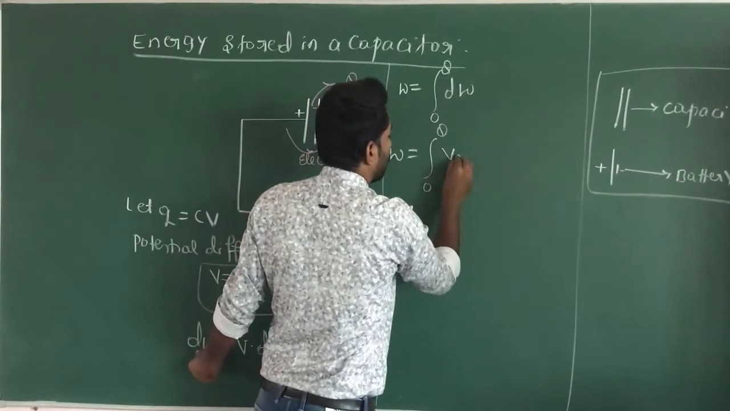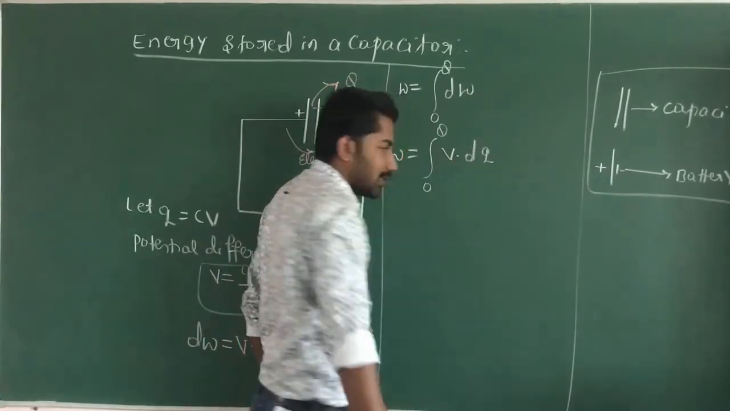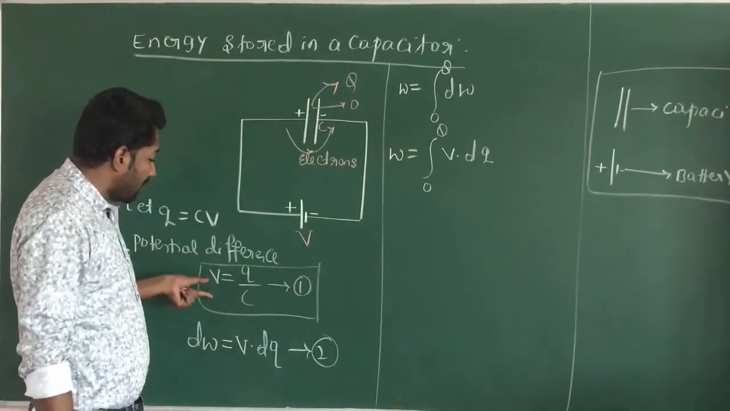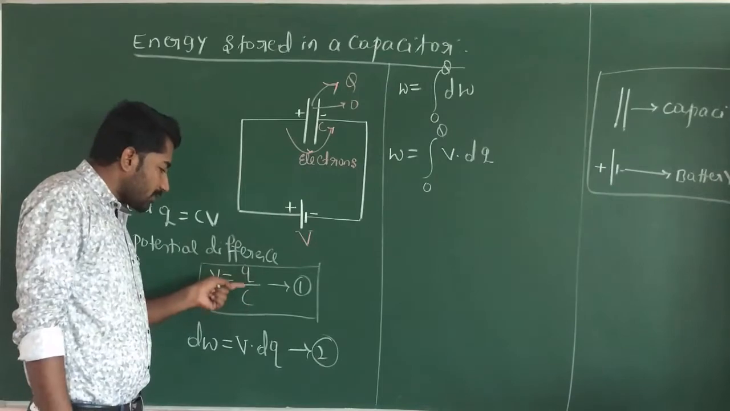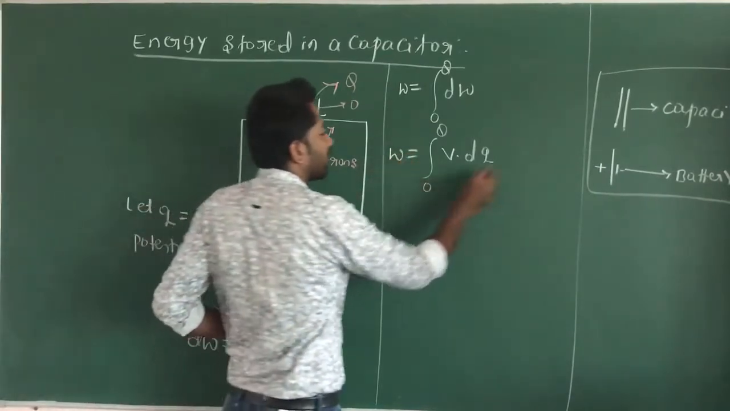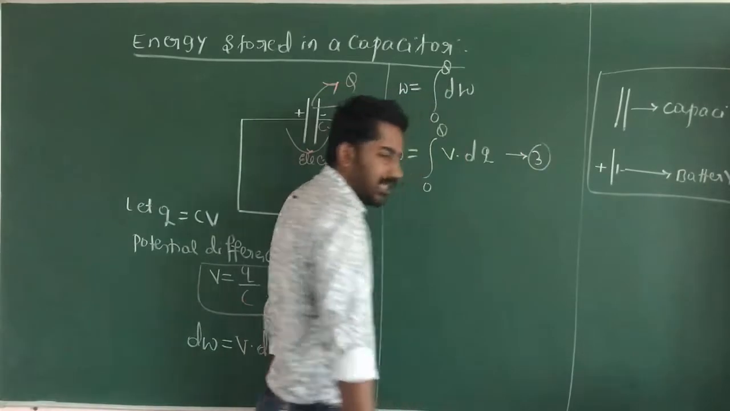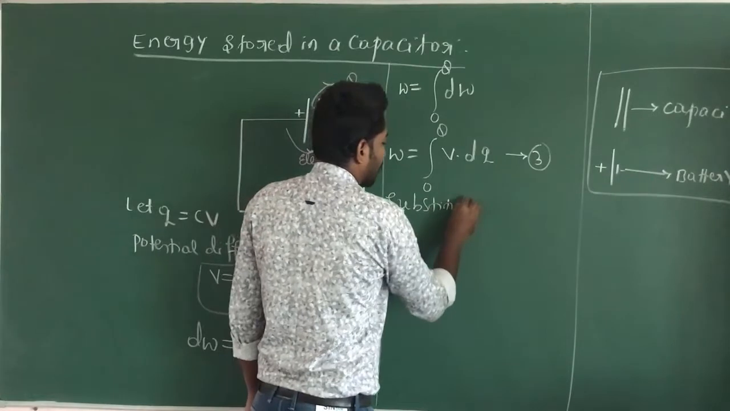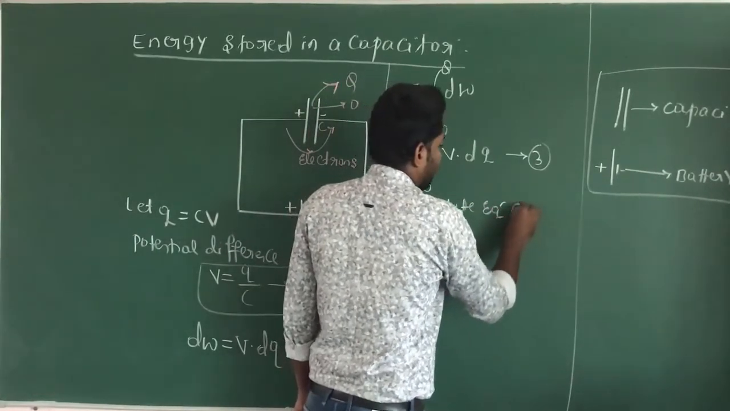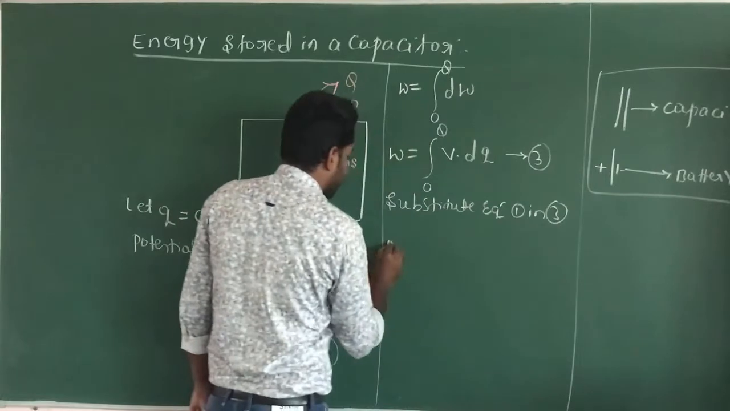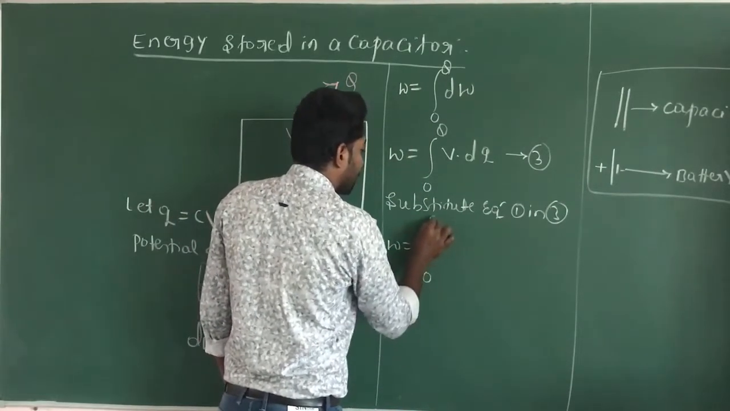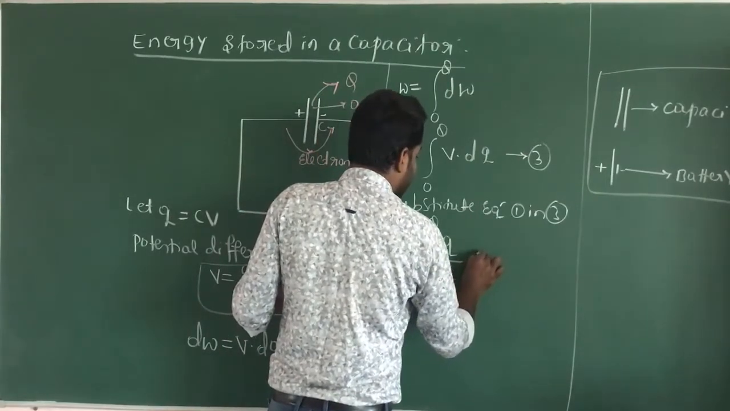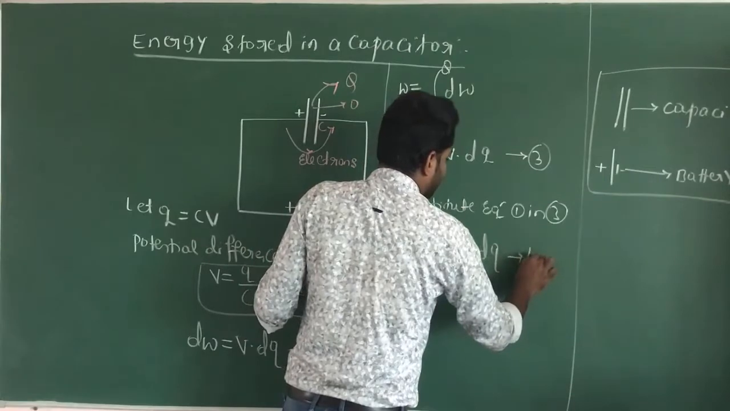Then dw is equal to V into dq. What is V? V is the potential difference. We know the potential difference formula, V is equal to Q divided by C. Now substitute equation 1 in this equation, or you can consider this as equation number 3. Substitute equation 1 in 3. We get W is equal to integration from 0 to Q of Q divided by C into dq. This is equation number 4.